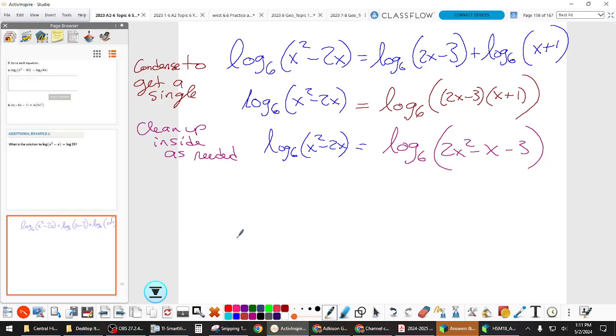Next step is to get rid of the logs. How do we do that in this case? It's 6 to the power, right? That's the inverse of log base 6. So 6 to the log base 6 cancels those, and we're back to having a quadratic.